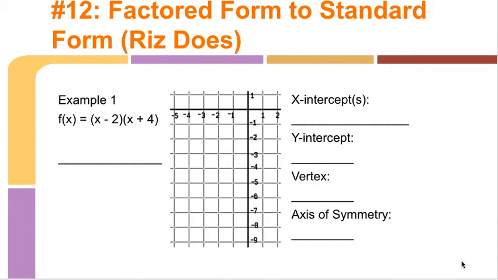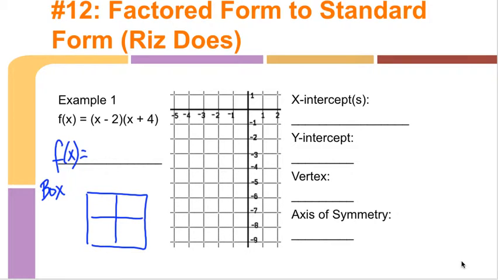So for the first example, what we're going to do is first find the standard form of this equation. So it's going to start off with f of x equals, but then we want ax squared plus bx plus c. All right? So one of the ways that I'm going to show you is called the box method. For the box method, you just create a box just like this. And then you place the factors on either side of the box. So you put x minus 2 here, and then put x plus 4 here.